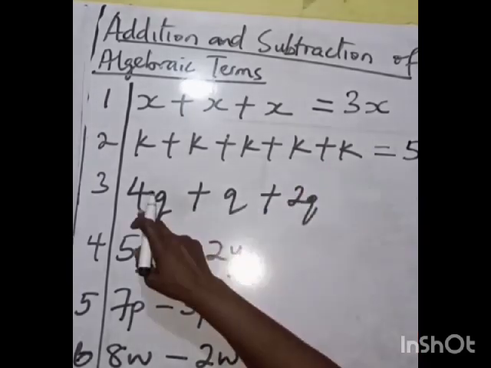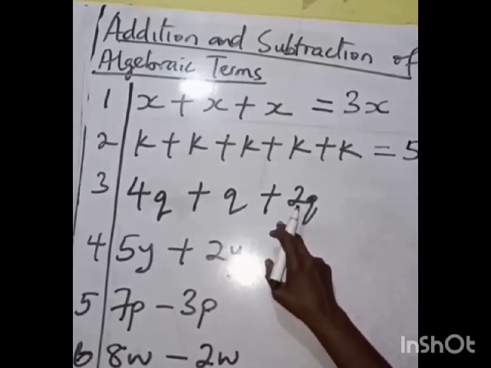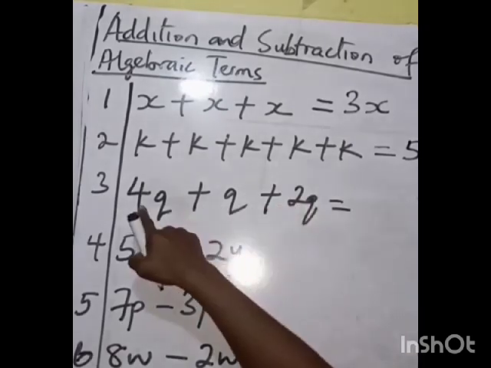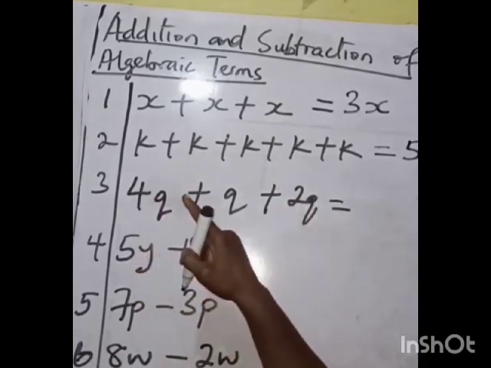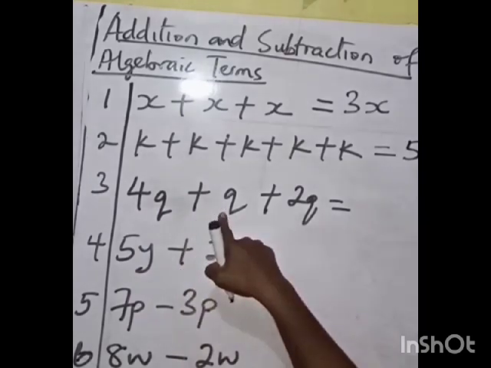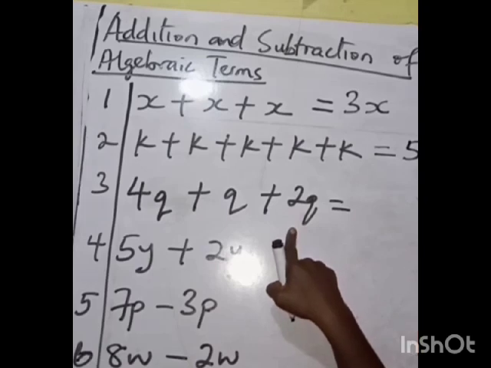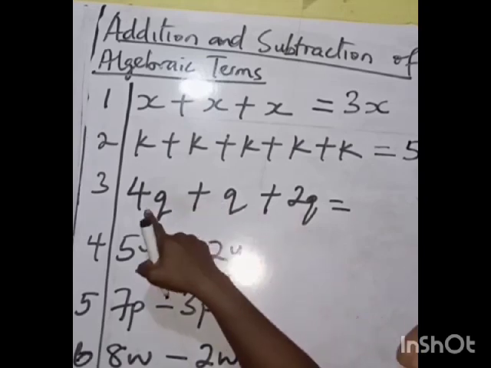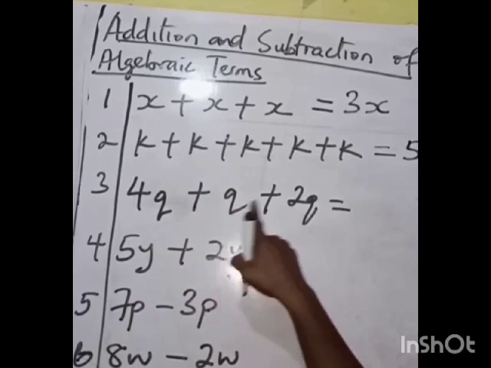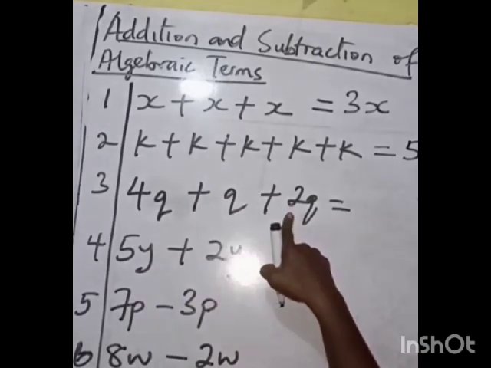Number 3, 4q plus q plus 2q. So 4q, that is q in 4 places plus extra 1, making them how many? 5. Plus extra 2, making them how many? 7. So 4q plus q plus 2q should now give us 7q.